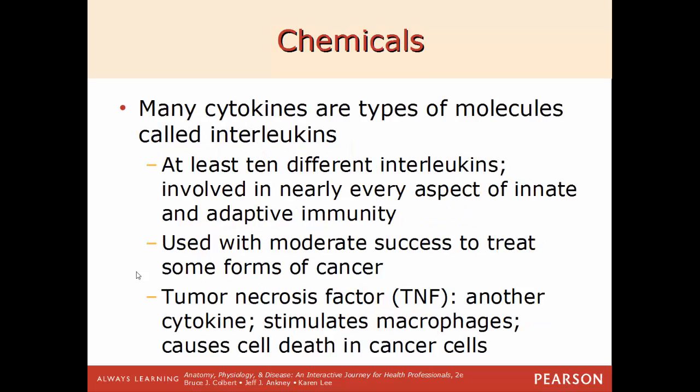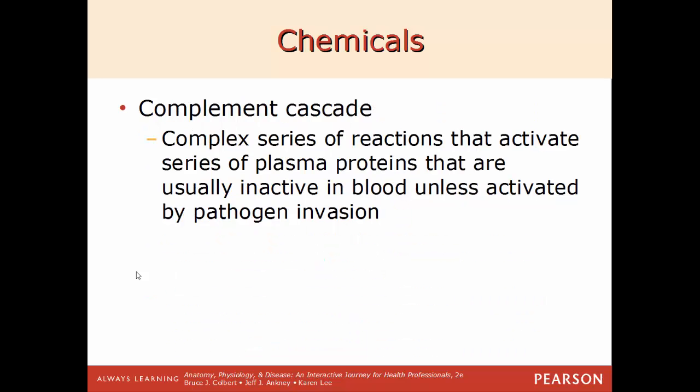Now, many cytokines are types of molecules called interleukins. There are at least 10 different interleukins involved in every aspect of the innate immune response and your adaptive immunity. These have been used with moderate success to treat some forms of cancers. An example of that would be TNF, tumor necrosis factor. This is another cytokine that will stimulate macrophages, and this causes cell death in cancer cells. Next thing we'll talk about is something called the complement cascade.